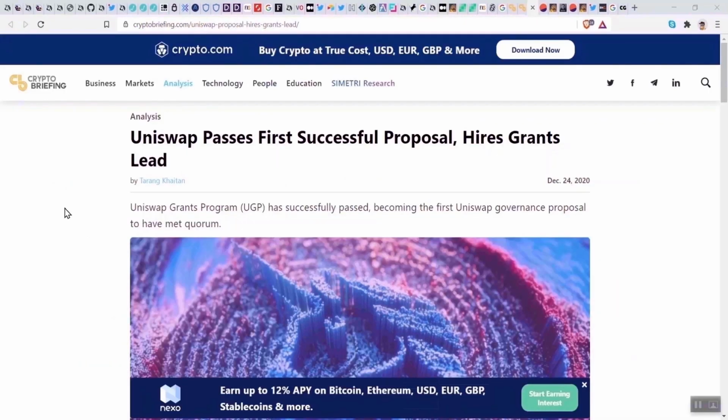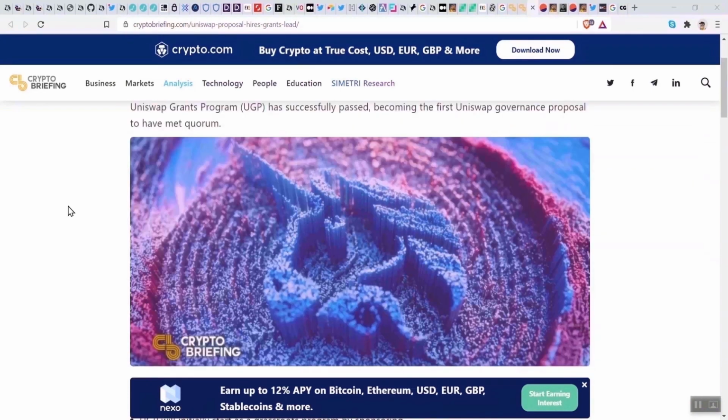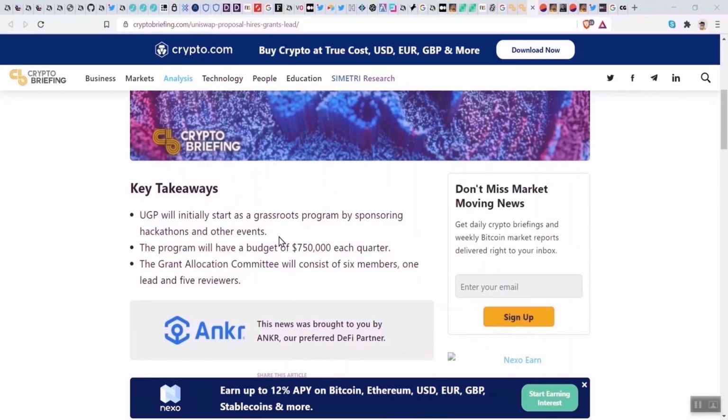There was another feature of Uniswap that I forgot to mention earlier, and it's mentioned here at Crypto Briefing. It discusses the Uniswap Grants Program, or the UGP, saying the first Uniswap governance proposal to have met quorum. It will initially start as a grassroots program by sponsoring hackathons and other events. The program will have a budget of $750,000 each quarter.